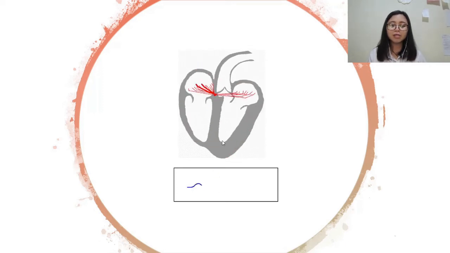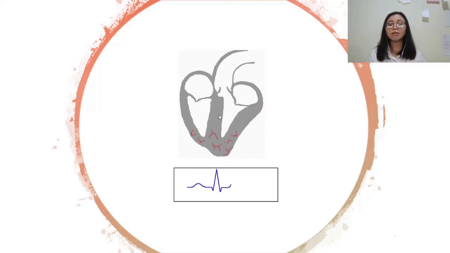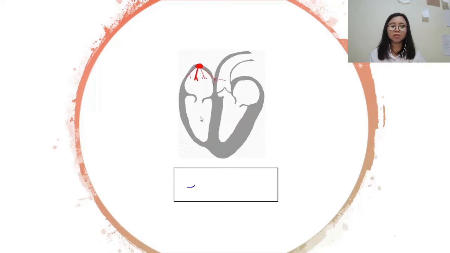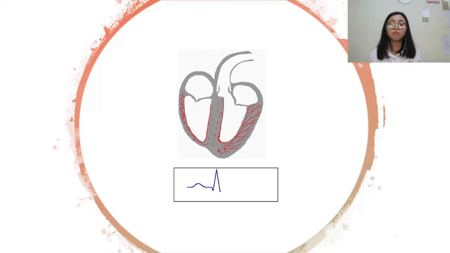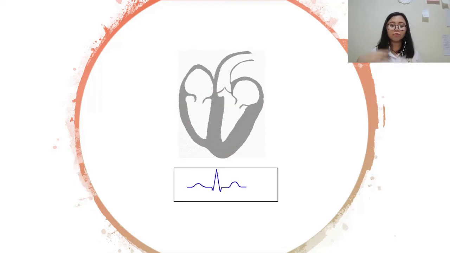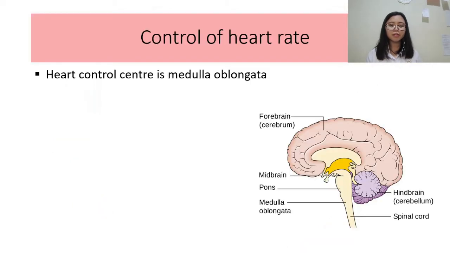Lepas tu kena pass melalui bundle of His fibers. Melalui kiri dan kanan bundle branches. Dan melalui Purkinje fibers. Bila dia sudah lepas melalui all the Purkinje fibers, the ventricles will contract. And then the heart will pump blood. This is a very cool animation, isn't it?